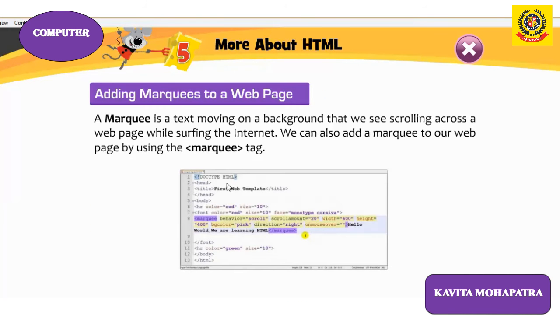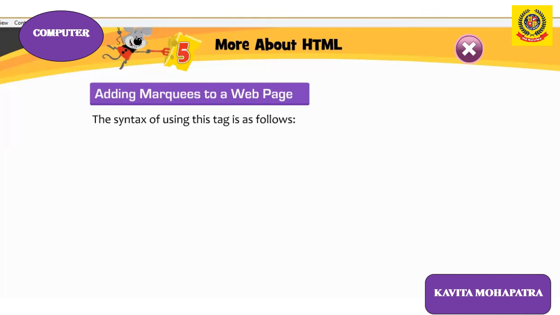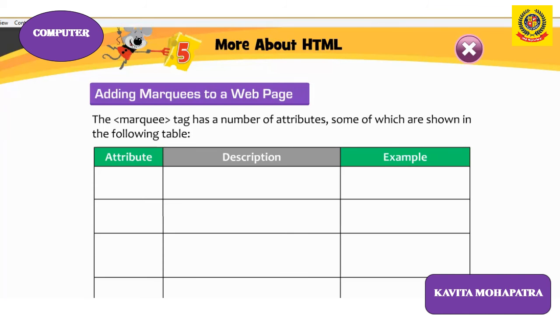Now, adding a marquee to a web page. What is a marquee? Marquee is a scrolling text. It is text moving on a background that we see scrolling across the web page while surfing the internet. We can also add a marquee to our web page by using the marquee tag. You must have seen, while watching TV, the scrolling text, the headlines. So the syntax for marquee: marquee, text to be displayed, slash marquee. The marquee has a number of attributes, some of which are given below.